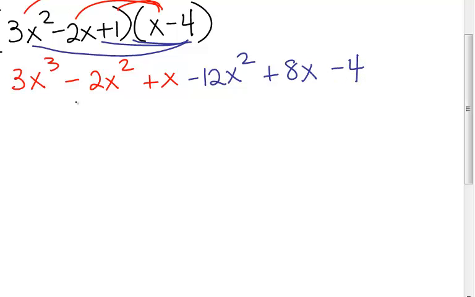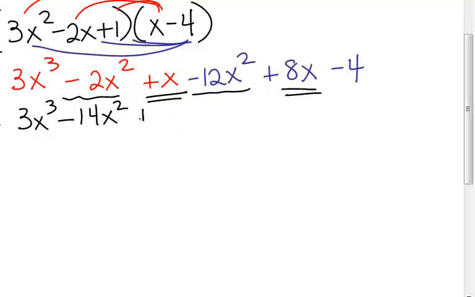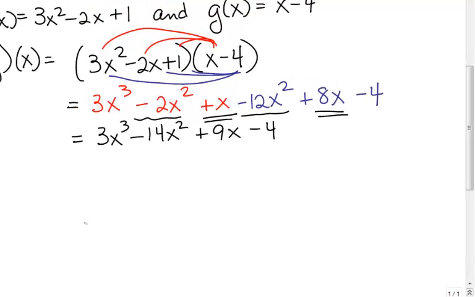Okay, and then combine those. This is the only cube term, 3x cubed. We can combine this one with this one with negative 14x squared. Combine this one with this one, 9x, and then minus 4. So I get 3x cubed minus 14x squared plus 9x minus 4. Good with that?